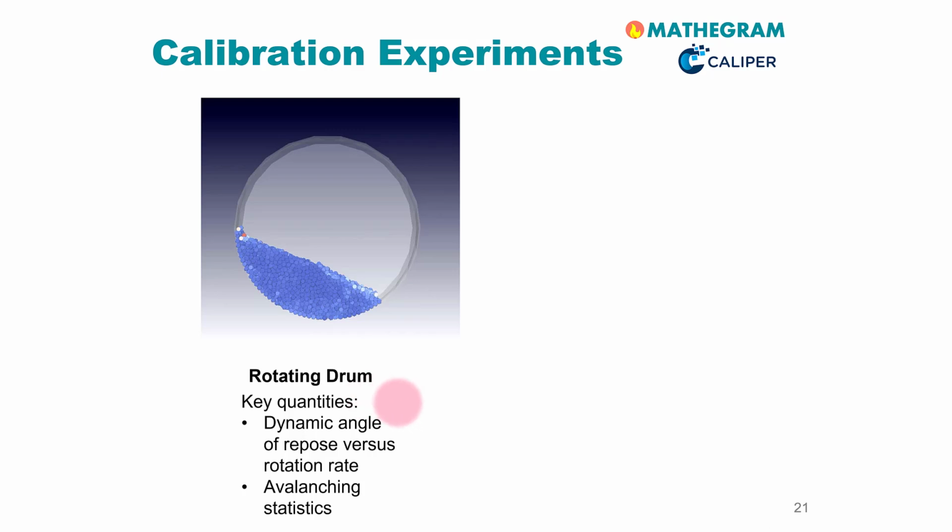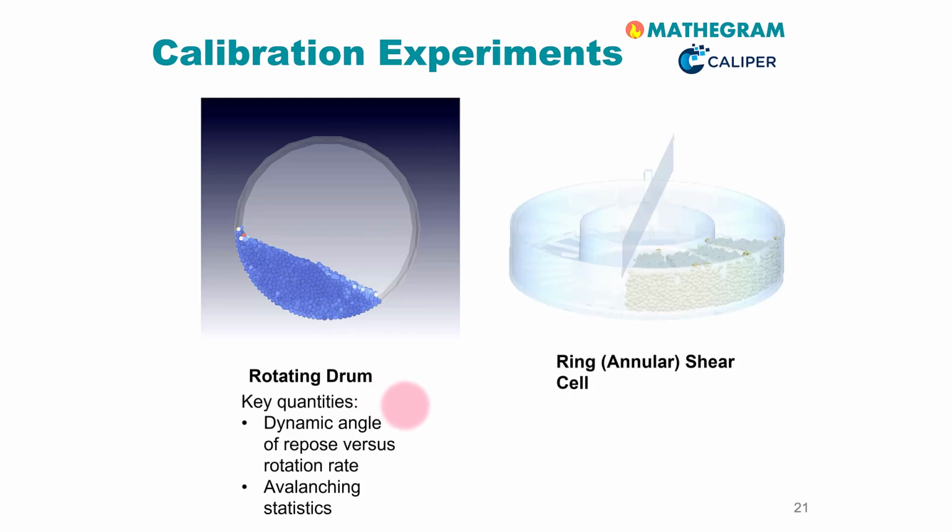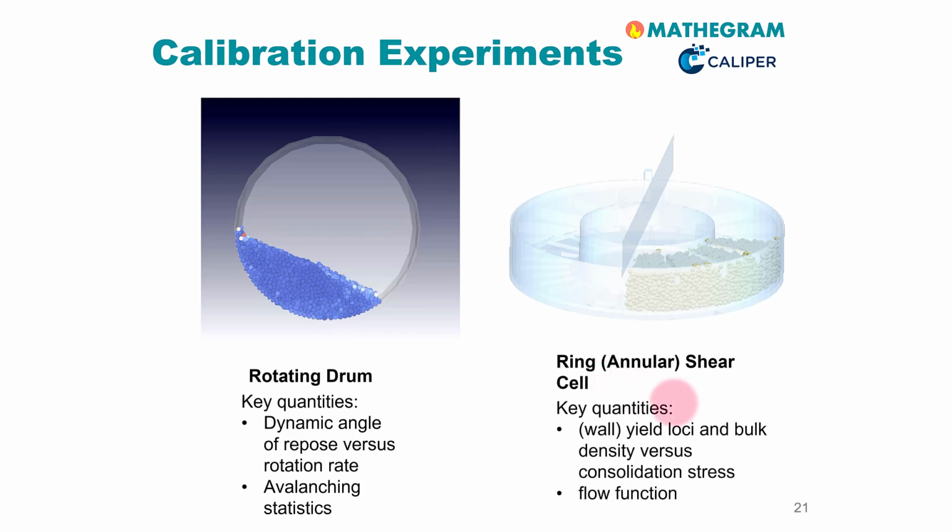This is less usual. A second very important calibration experiment is a ring shear or annular shear cell. Here we measure the yield loci of the granular material as a function of the consolidation stress. With that, also the bulk density of the material can be easily measured. Also, the flow function can be determined, but this is also less usual. The beautiful thing is that the yield locus is not a single point, but has multiple output parameters.